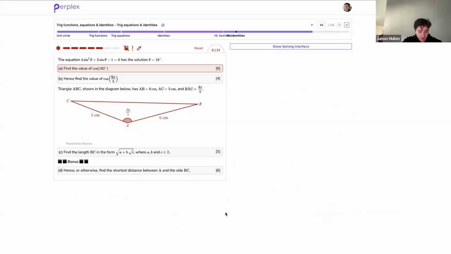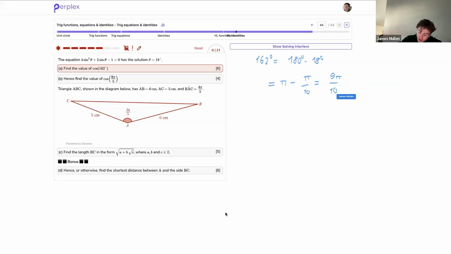Now in part B, we're trying to find the value of cos of 9 pi over 5 using what we just found. So what is 9 pi over 5? Well, let's think about it. 9 pi over 5, what is the 162 degrees? 162 is 180 degrees minus 18 degrees, which is equal to pi minus a tenth of that, so minus pi over 10. So this is 9 pi over 10 radians.